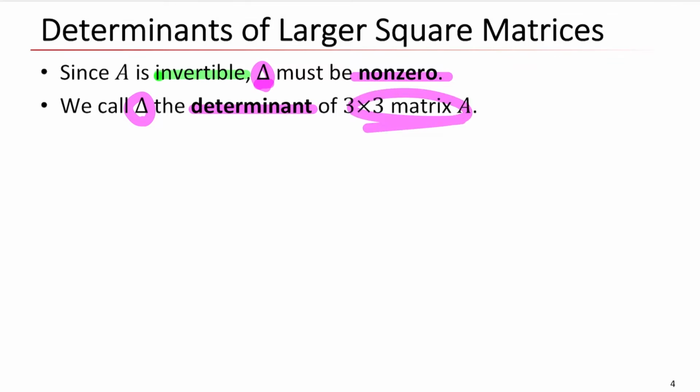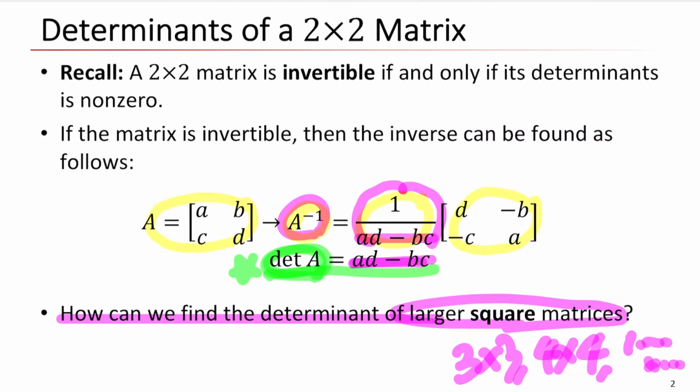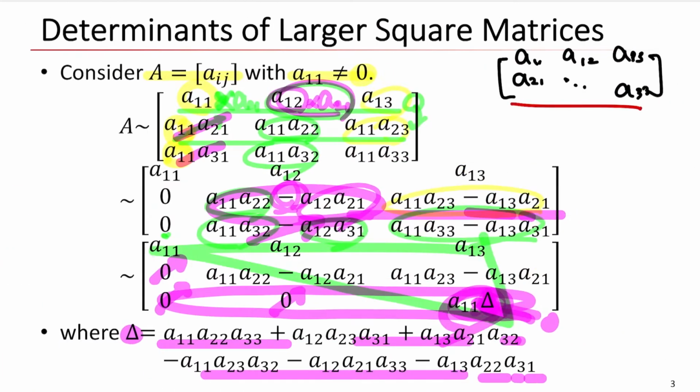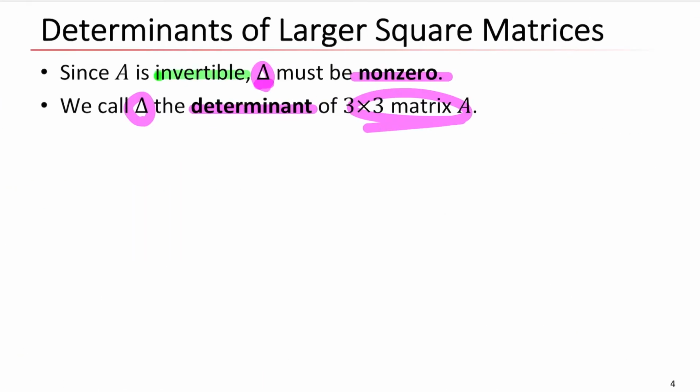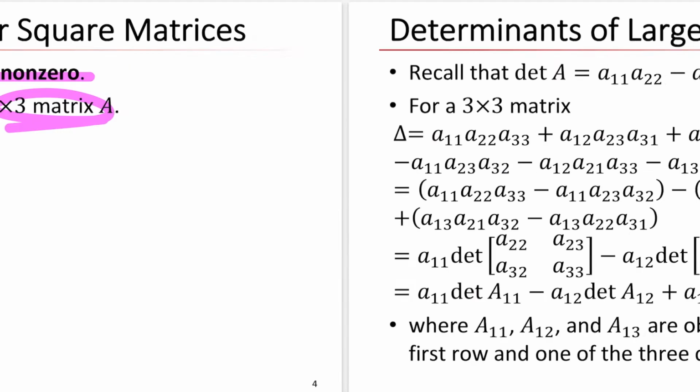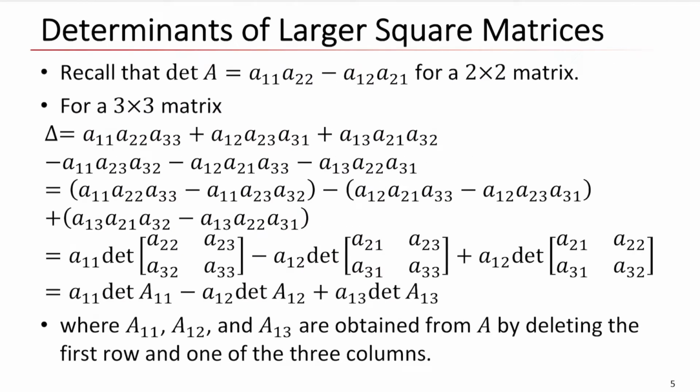So this triangle has the same role as this one in the 2x2 case. So this is called the determinant of the 3x3 matrix. Okay, so what does it mean?